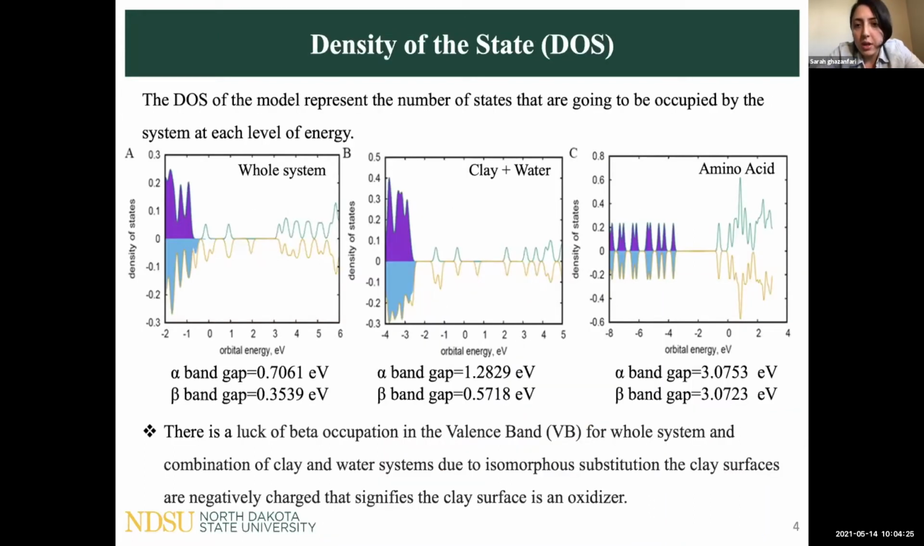For the results, I plotted the density of states, which represents the number of states that are going to be occupied by the system at each level of energy, for three systems: the whole system, the clay-water system, and the amino acid. As you can see, the alpha band gap and the beta band gap for the whole system represent the smallest band gap. Also, from the density of states, we can observe a lack of beta occupation in the valence band for the whole system and the clay-water system. I think it's because of the isomorphous substitution in the clay surface, and the clay surface is negatively charged, and this represents that the clay surface plays an oxidizer role.